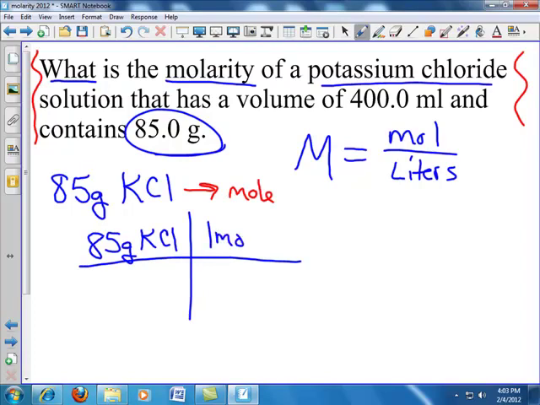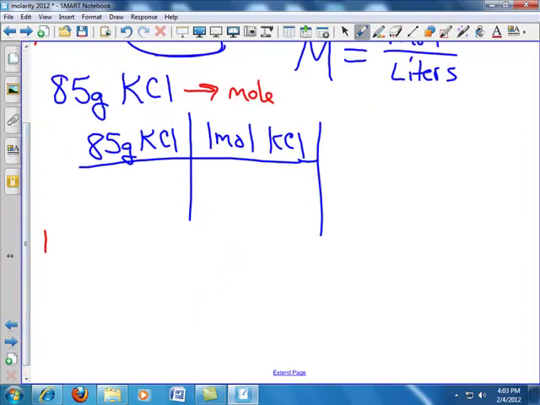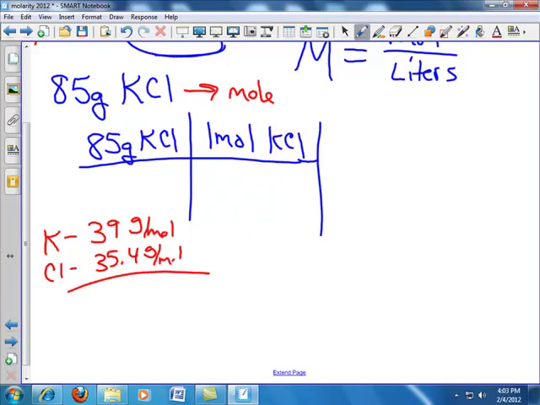So I'm going to multiply this by the molar mass of KCl. Now, here's something that I no longer want you to show me. Up to this point, you have had to calculate the molar mass of KCl. So off to the side here, you should be going to the periodic table and you say, okay, potassium is 39 grams per mole and chlorine is 35.4 grams per mole. So I'm going to add those two up and I'm going to get 74.4 grams per mole. That's the total molar mass of that compound.